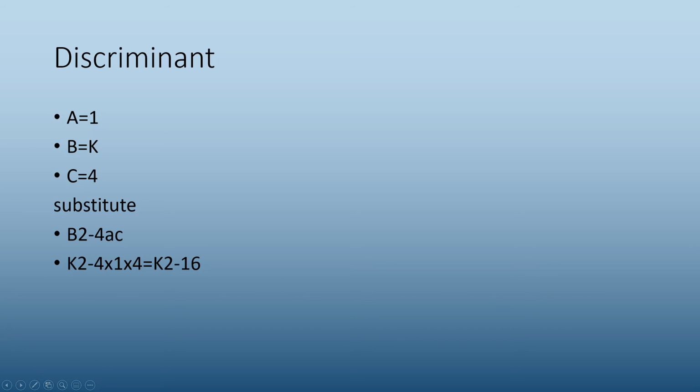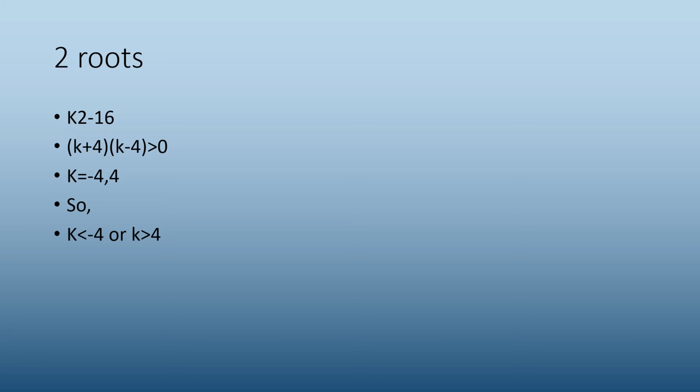We can make this relative to the number of roots. So for 2 roots, it's k squared minus 16 is greater than 0. For 1 root, it's k squared minus 16 is equal to 0. And for no roots, it's k squared minus 16 is less than 0.